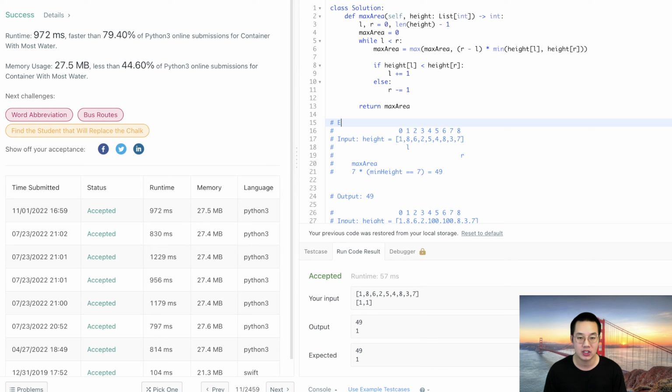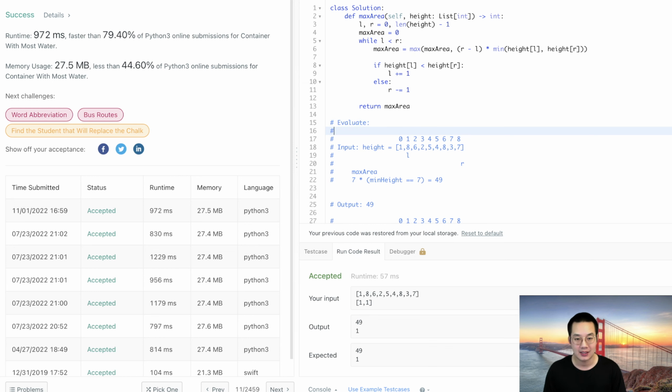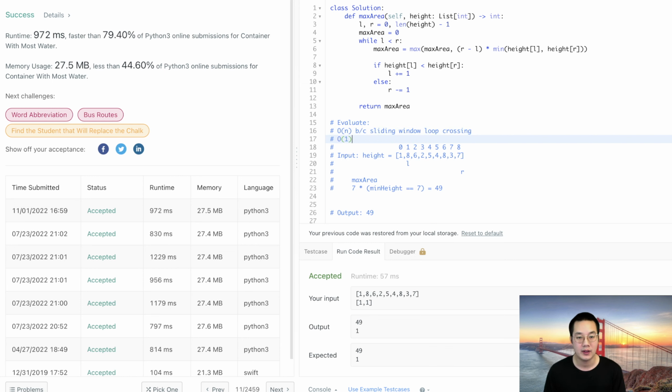And our evaluation is, as we suspected, this is going to be O of n because of the sliding window loop crossing, and O of 1 because of pointers, solely pointers, nothing else.